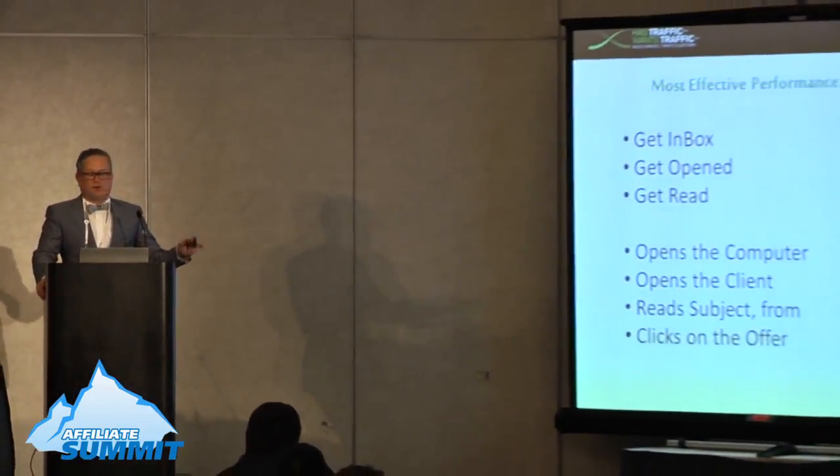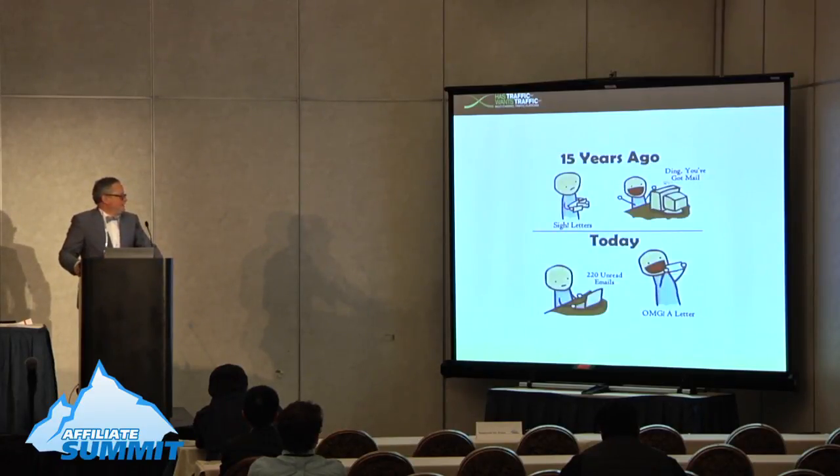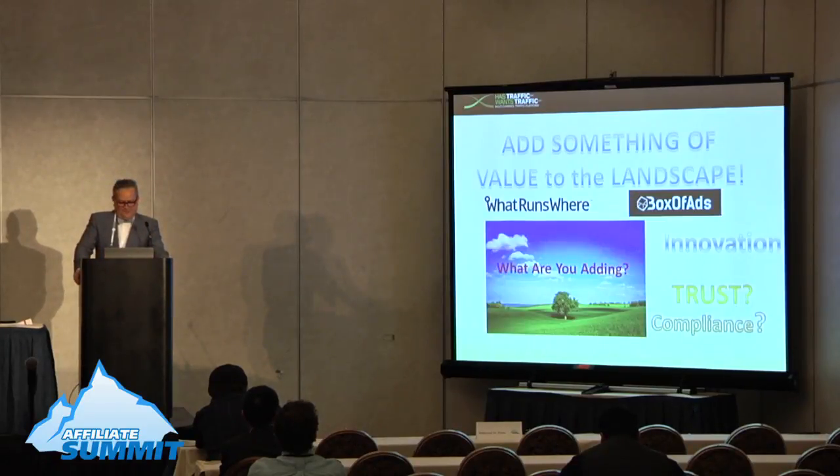And that's the slide I should have had up while I was talking about this. But these are the reasons why on the right here. Email is excellent because it's scalable, it's relevant, it's urgent, it's opted in, and the behavior and the affinity of the user is identified and targeted. So I like this slide. I saw it on a social network recently, but 15 years ago, you had all this junk mail when you went to the mailbox, and then you got, ding, you've got mail, and you were so excited about it. And of course, nowadays, it's quite the opposite.